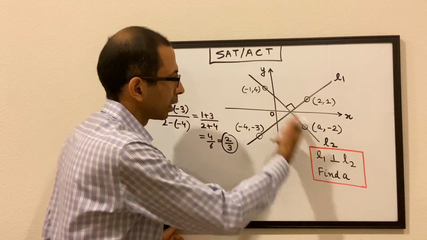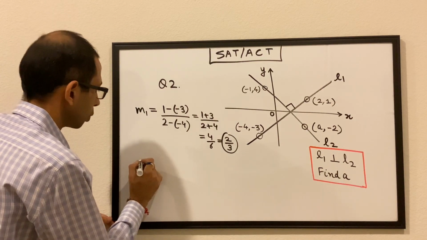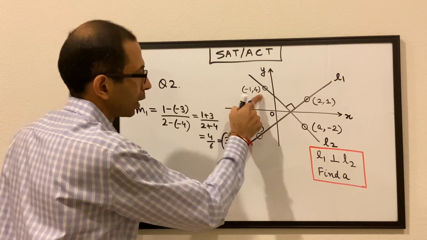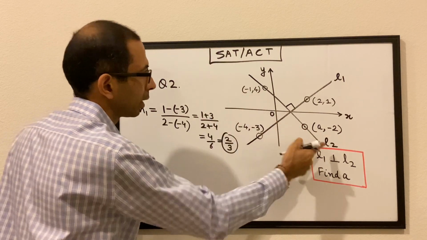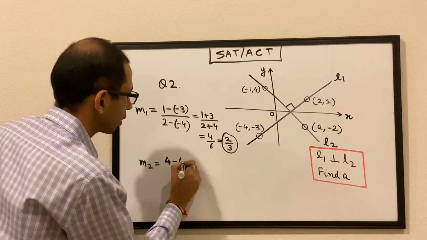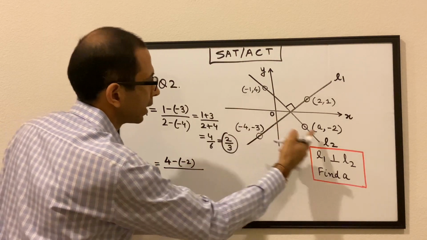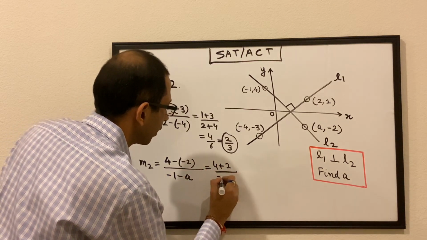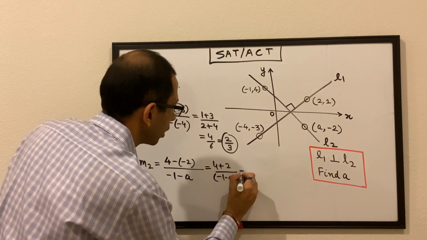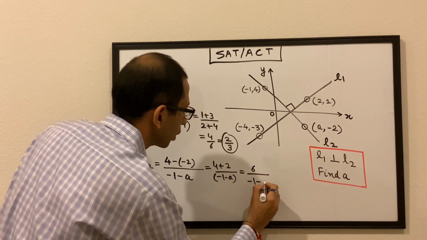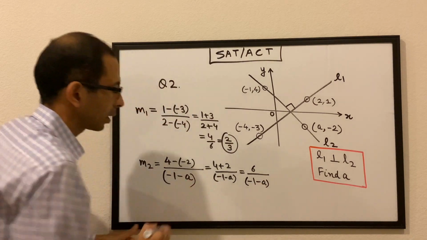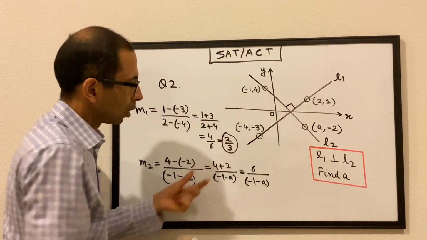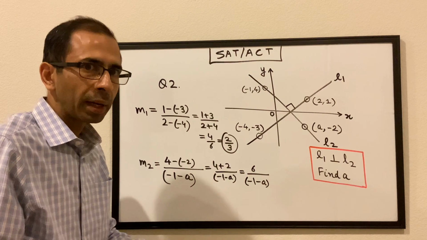Let's find the slope of line L2, and let's say we call it M2. So M2 would be again y2 minus y1 divided by x2 minus x1. So 4 minus of minus 2 divided by minus 1 minus A, right, which is nothing but 4 plus 2 divided by minus 1 minus A is equal to 6 over minus 1 minus A, correct? So this is the slope of this line L2. The slope of line L1 is already this. So the product of these two has to be equal to minus 1, correct?